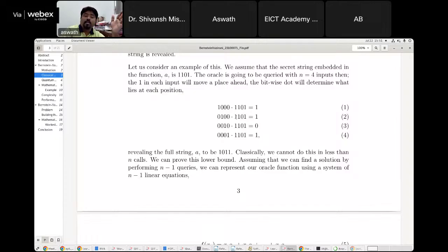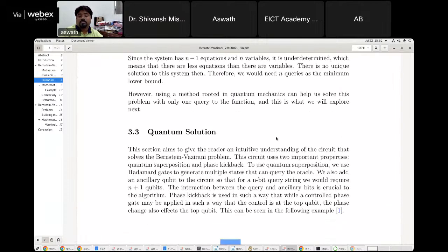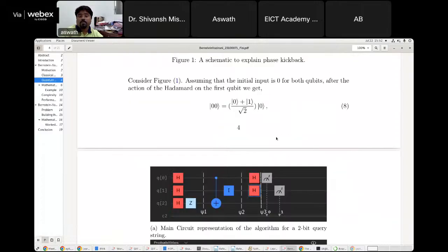If 4-bit is there, you have to use 4 queries, because you are trying to find whether the first one is 1 or the second one is 1 or the third one is 1. If the third one is not 1, you are getting 0. If the third one is 1, you will get 1. So you're just taking either the product or you are trying to add and see the output. Okay, right? So this is classical and quantum.